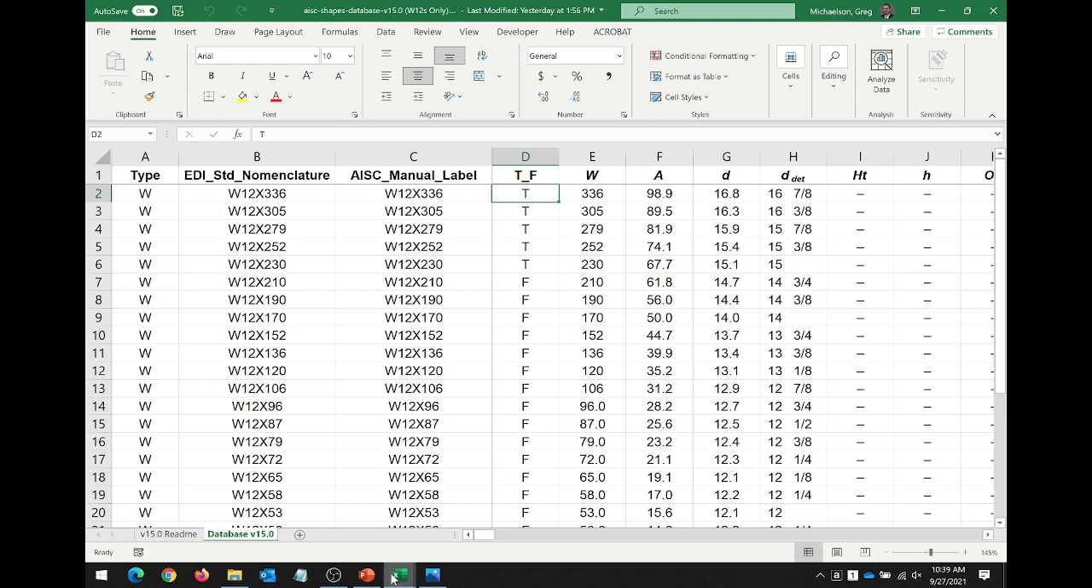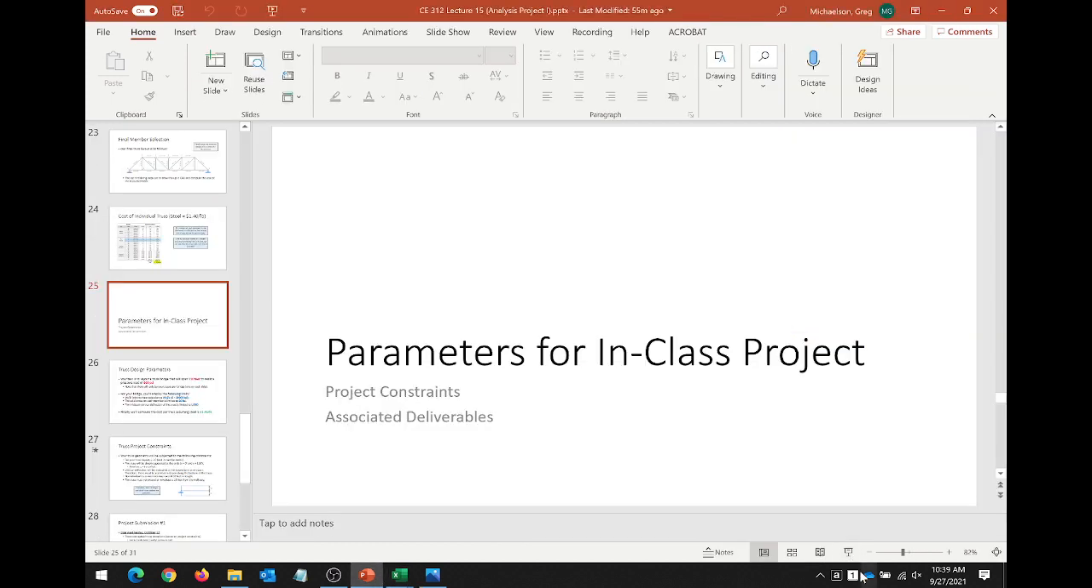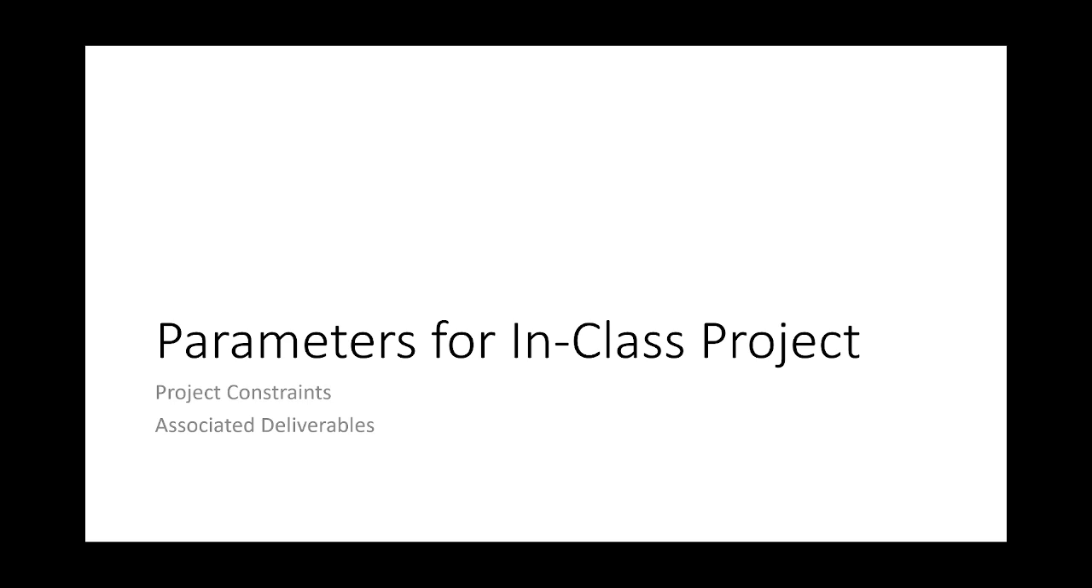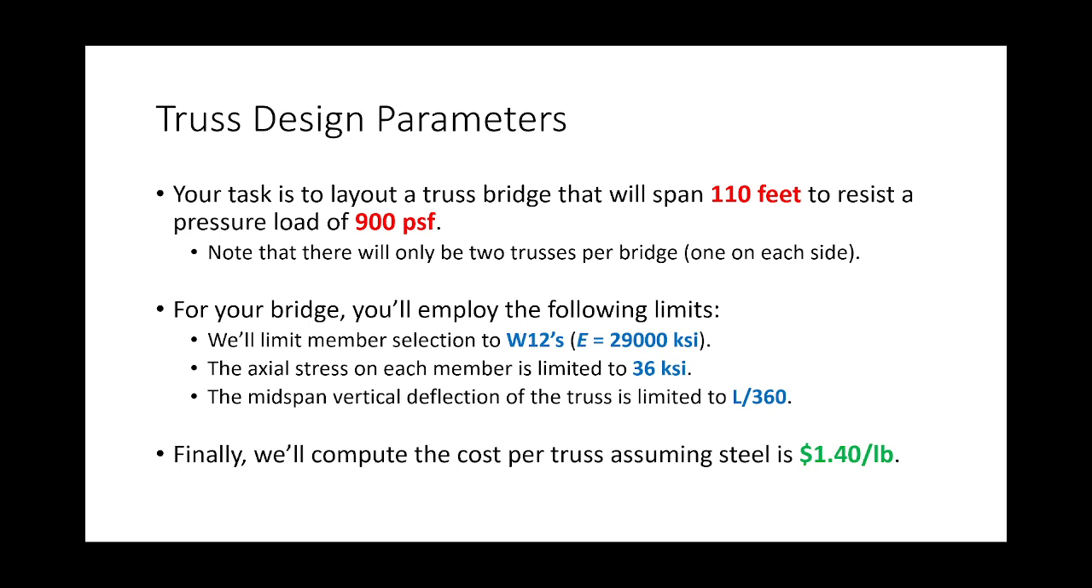All right, let's talk about now. What I did is I went through a generic bridge. Let's talk about your bridge, okay? Here are the parameters for your bridge. The span of the bridge will be 110 feet, okay? The pressure load is going to be a little less, 900 pounds per square foot, because the bridge is longer, and I wanted to cut the load down a little bit so the member sizes don't get ridiculous, okay?